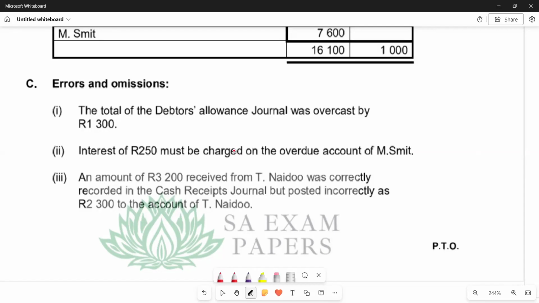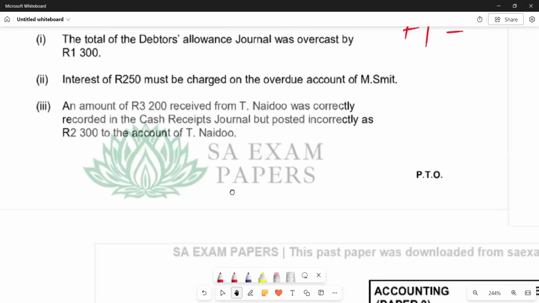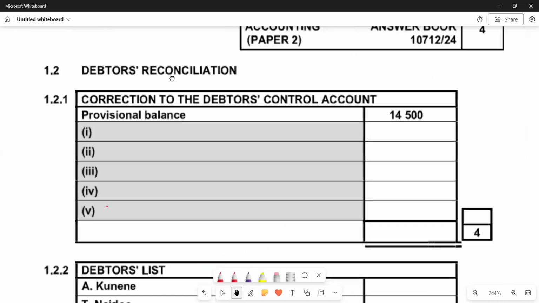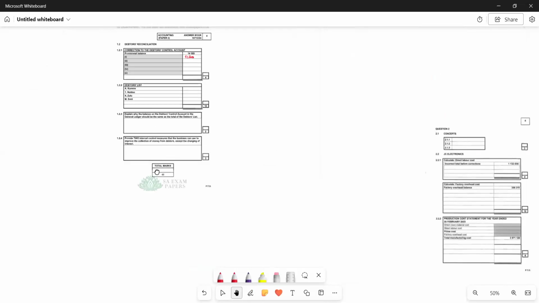So in our debtors control, whenever we enter on the debit side, it's a plus, and whenever we enter on the credit side, it's a minus. It's as simple as that. In this case, we are entering on the debit so that we remove the 1,300 that is on the credit. So we are going to show it as a plus. So here we come and we are saying plus 1,300.